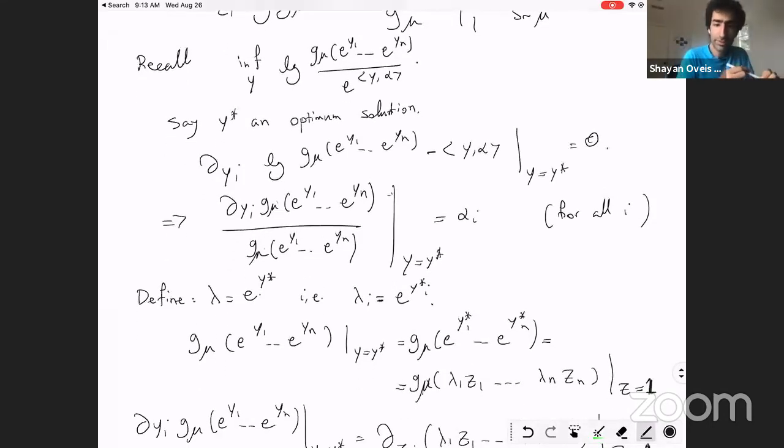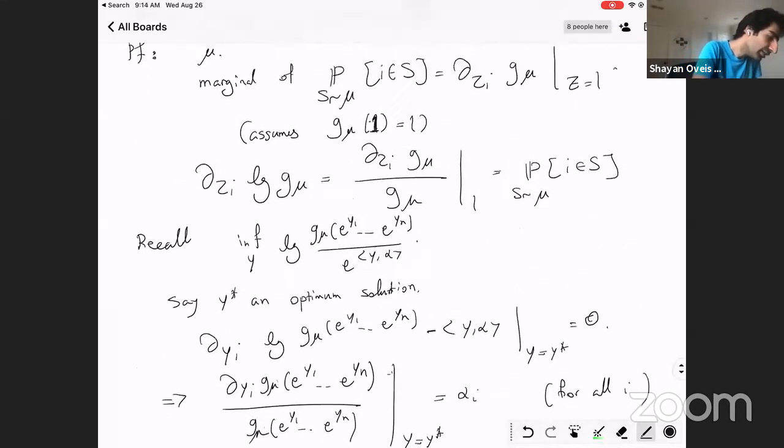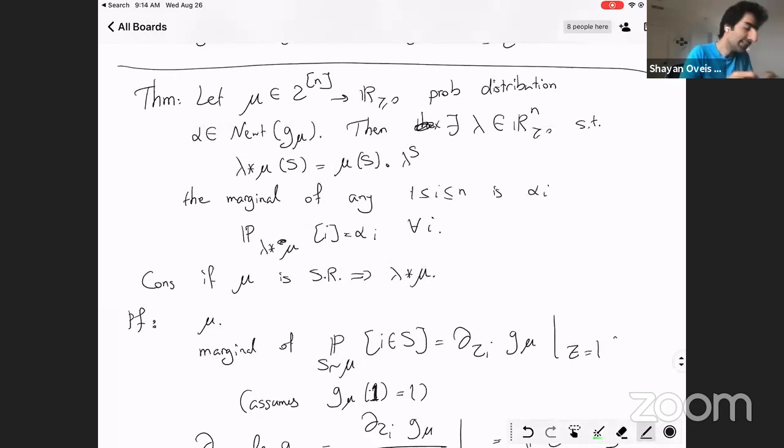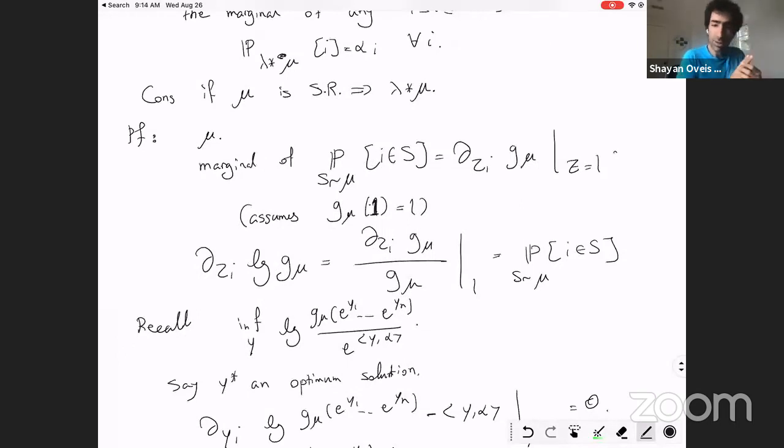Any other question? So again, just to summarize, to prove this theorem, to find this new distribution lambda star mu, all you need to do is to just write down this max entropy convex program and solve it, and find out the optimum y star, and just let lambda be e to the y star. That's it. So I should say one more thing.